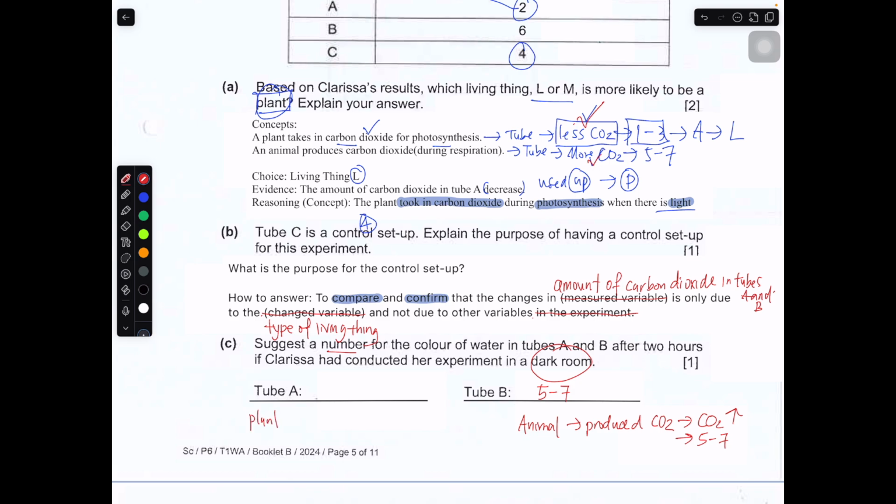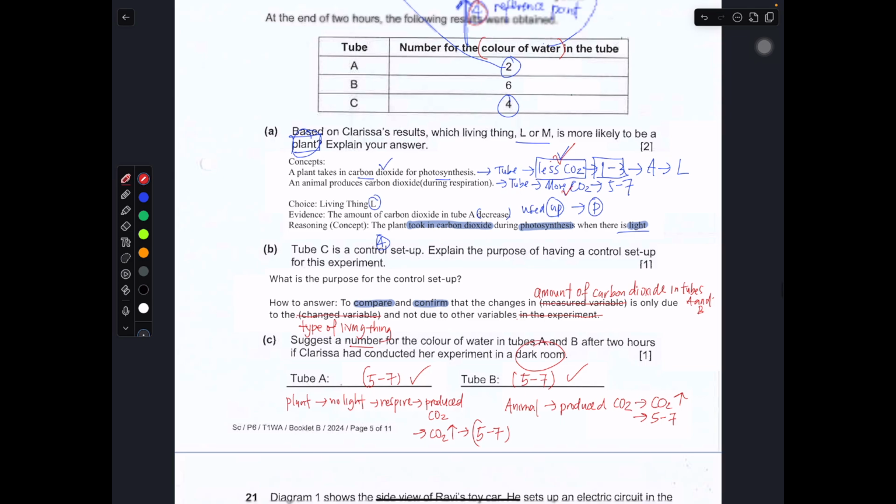For the plant, when there is no light, the plants will respire. And when they respire, they will produce carbon dioxide. So carbon dioxide will increase. When it increases, it will always be more than 4 because 4 is the reference point. So it's either 5 or 7. So the answer is actually 5 to 7. Any number between 5 to 7. Okay? So they are actually the same answer for this part.